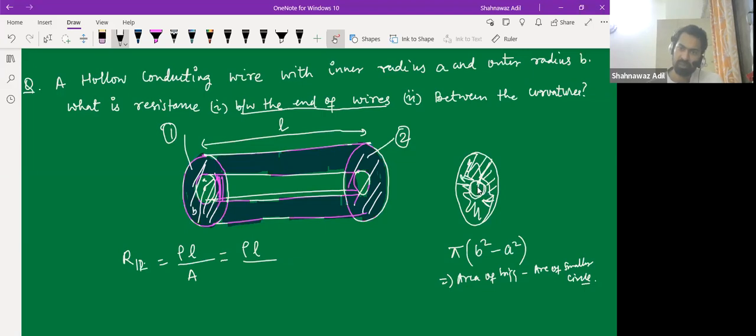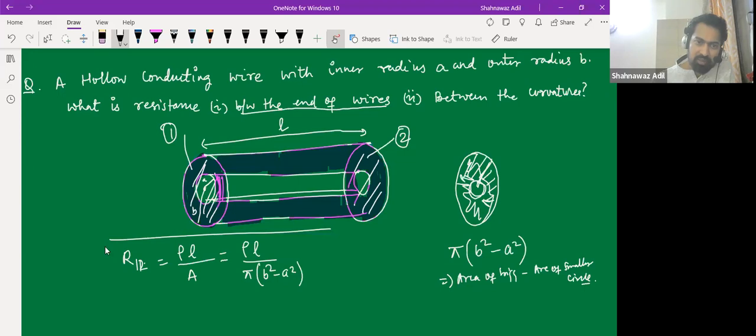Yes, so for the bigger one, the radius is b, and for the smaller one, this is the radius. So this would be pi times b square minus a square, right? So this is the first part.